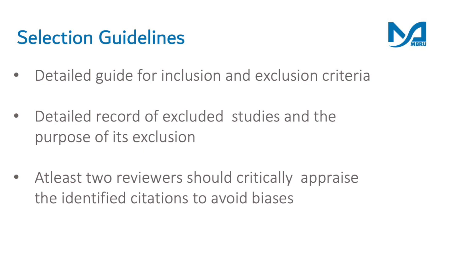At least 2 reviewers should critically appraise the identified citations to avoid biases. Review of the information is done to check if the literature is relevant to the research topic and supports the PICO analysis. The general procedure of reviewing the title and abstracts of the literature is the foremost step. The next step is to read the full text of the studies.